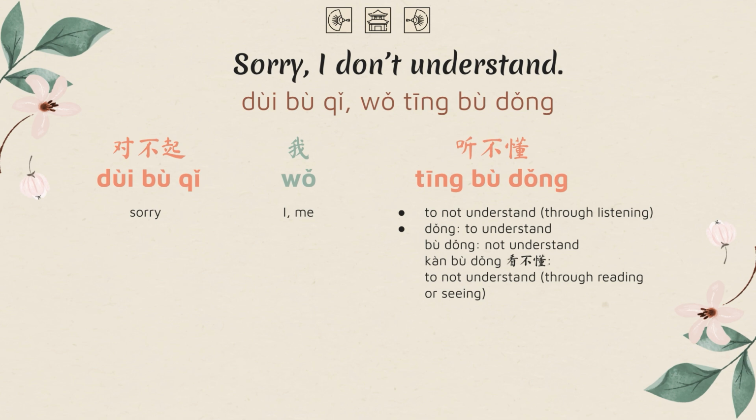You can use this structure with other verbs. For example, 看不懂 also means to not understand, but instead of through listening, it's through reading or seeing. So you could say, 我看不懂这本书. I don't understand this book. Or 我看不懂年轻人. I don't understand young people when I see how they act. So the whole thing is, 对不起，我听不懂. Hopefully after you've said that, your teacher will explain the thing again to help you understand it.